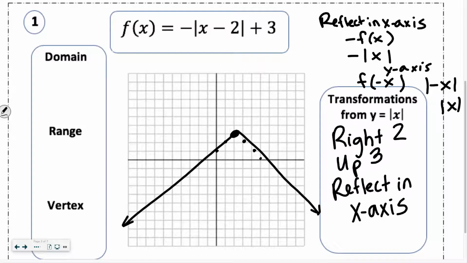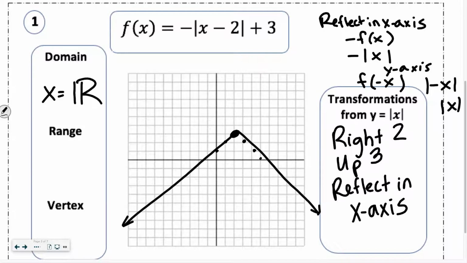Domain, we've said this from our summer packet review, is all of the inputs or the x's of a function. So are there any x's that you're not allowed to take absolute values of that you know of? Is there any rule about absolute values? No. Could I take the absolute value of positive numbers? Yes. Negative numbers? Zeros? Fractions? Yeah. So all numbers will work for x. We're going to say x equals.